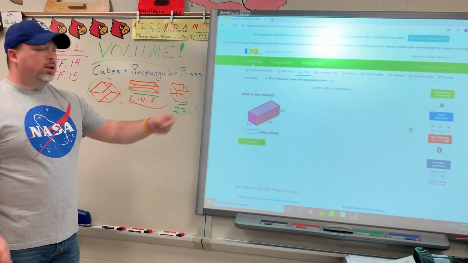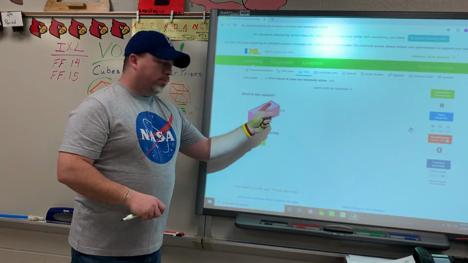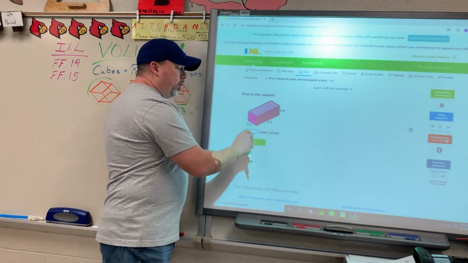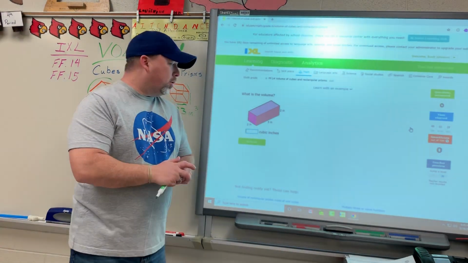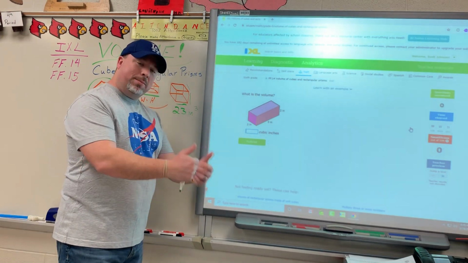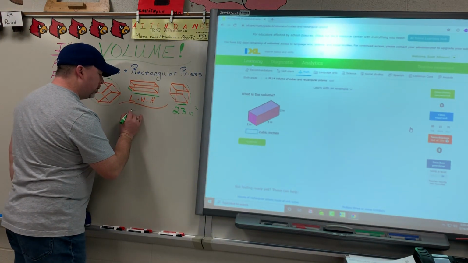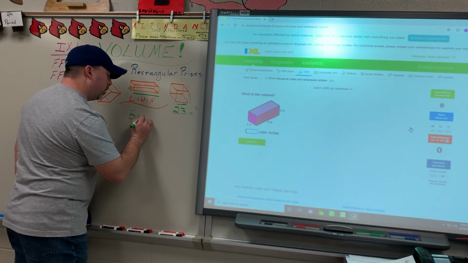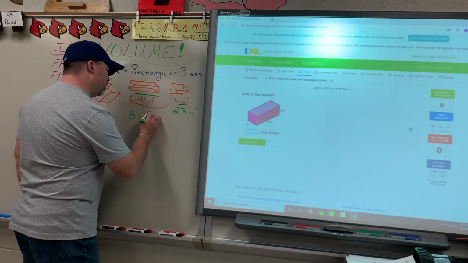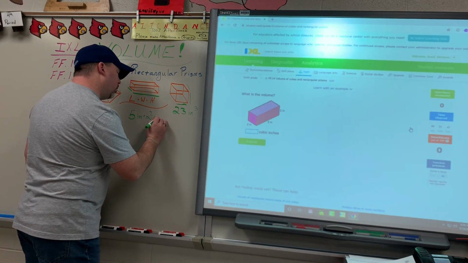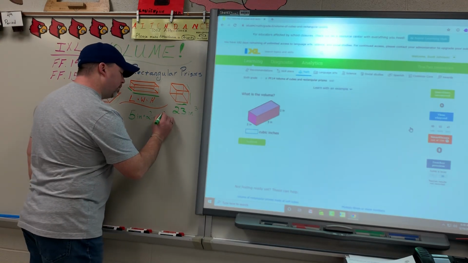Okay? Let's take a look at a problem here this morning. This is a rectangular prism. We see it has sides that are longer, sides that are smaller. But the big thing we want to plug in are the values. Length times width times height. So we have a length of 5 inches. We have a width of 2 inches. And we have a height of 2 inches.